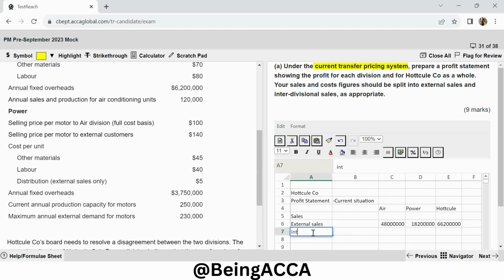Now let's go for the internal sales. As for the internal sales, the power division is selling the air division how much? They are selling 120,000 units, 120,000 multiplied by at what price? They are selling it at a price of $100. So multiply this by 100, and this is what their internal sales comes out to be.